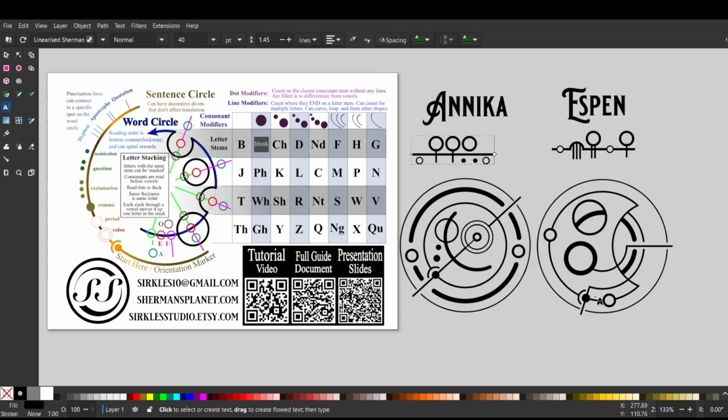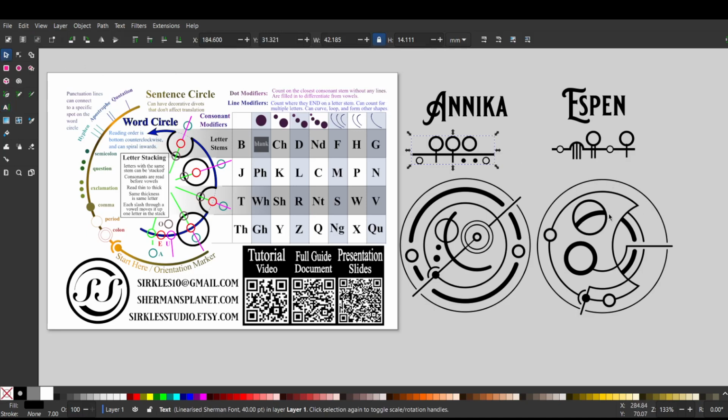And then we have this one here, starting at the bottom, going counterclockwise. We have an E, which is on the line of our word circle. Then we have this shallow divot with 1, 2, 3 lines ending on it. Lines that pass through it do not count. Only lines that end on it count. You see, lines count where they end on a letter stem. And then we continue around.